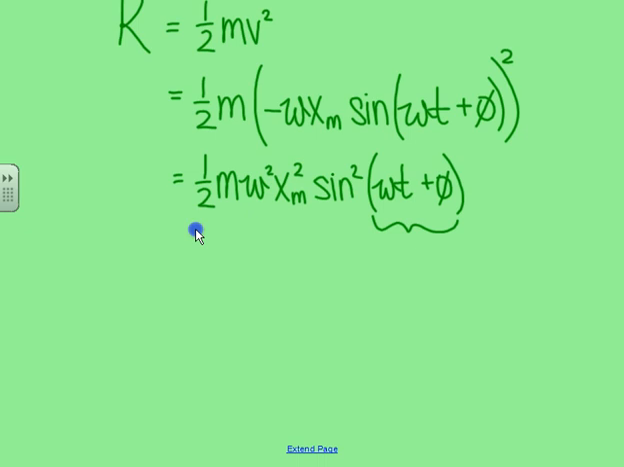Now, if you haven't done so already, in the notes packet, go through and answer these understanding check questions. We'll check them in class.